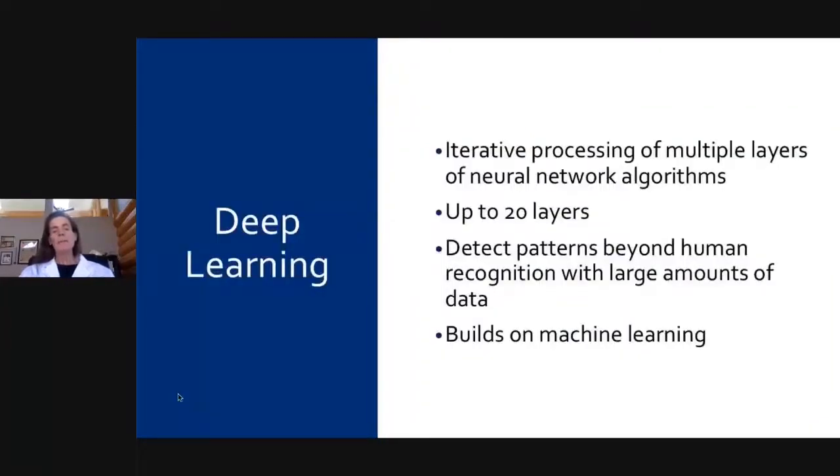So again, deep learning really allows the machine, the algorithms, to detect patterns that we can't see as humans because there's so much information coming at us. And so the deep learning takes the pixel by pixel and really deciphers, as opposed to machine learning, which oftentimes just looks at overall characteristics. So it really is the next level after machine learning.